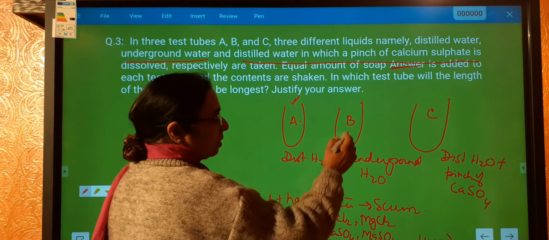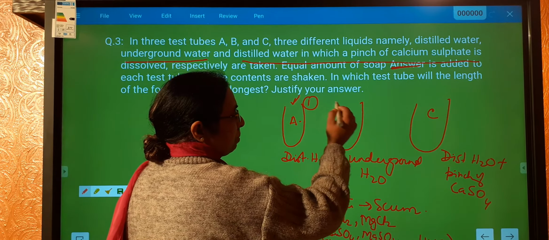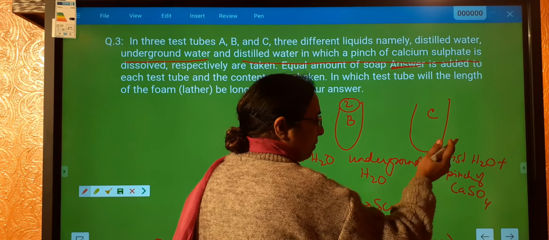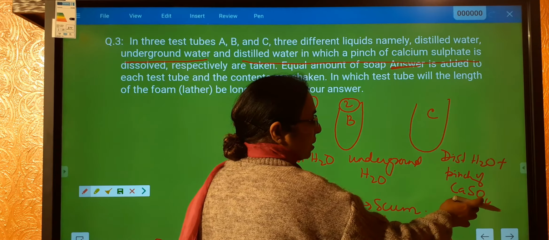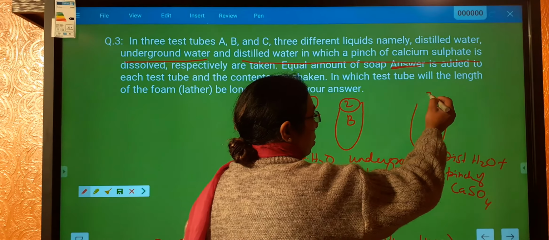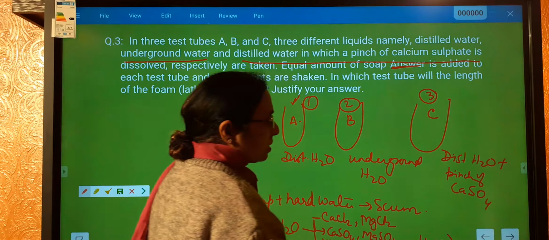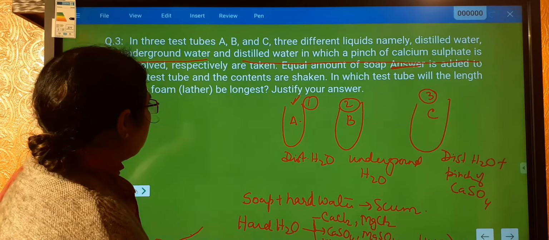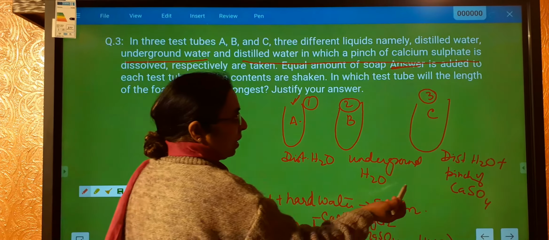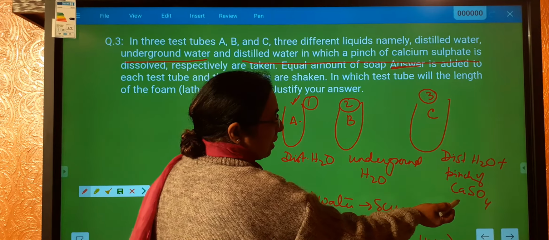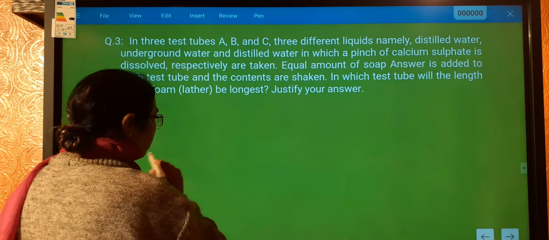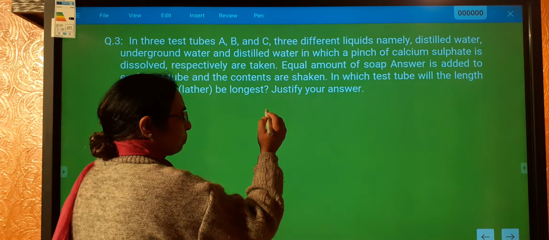Then after that, next it will be longest in B, that is underground water, and in C we have added calcium sulfate. A pinch of calcium sulfate is just too much calcium sulfate, so this will form the least lather. Justify your answer. Because calcium sulfate is present over here. How will we justify that?